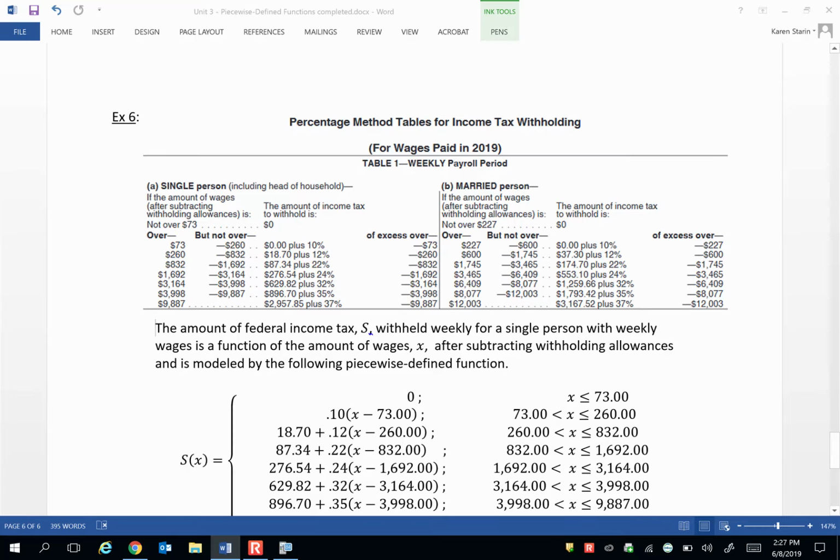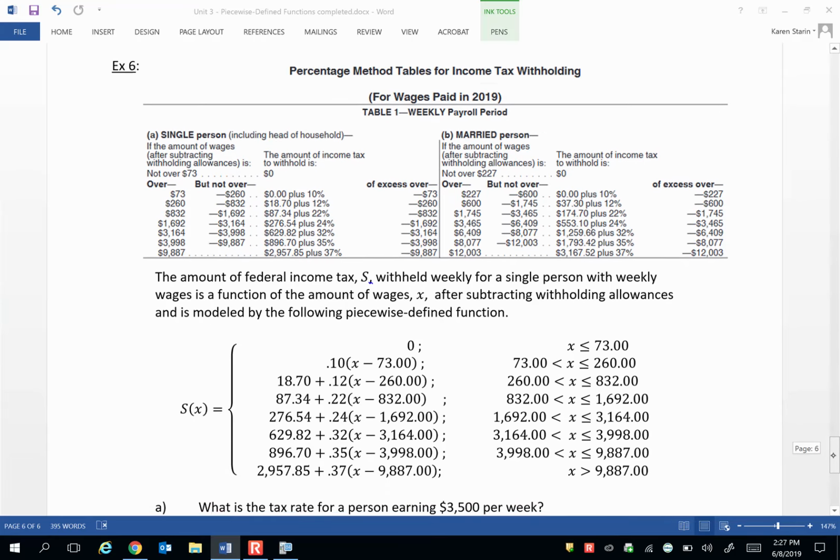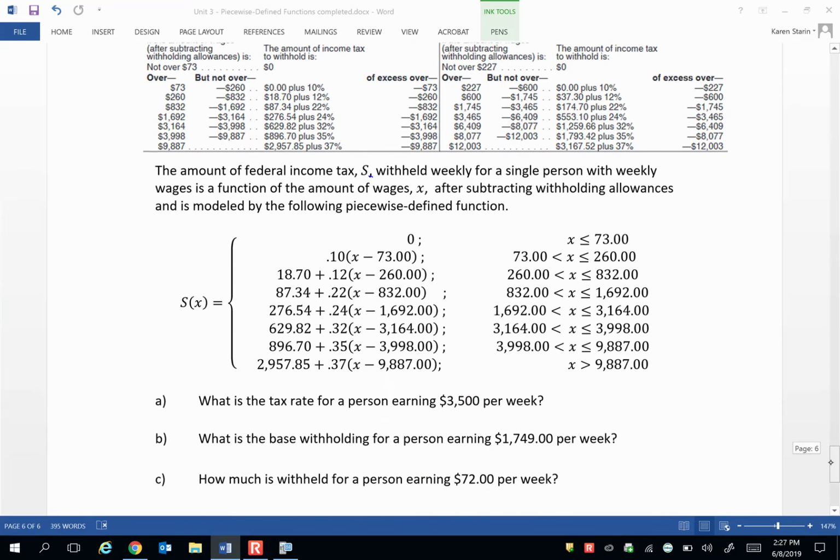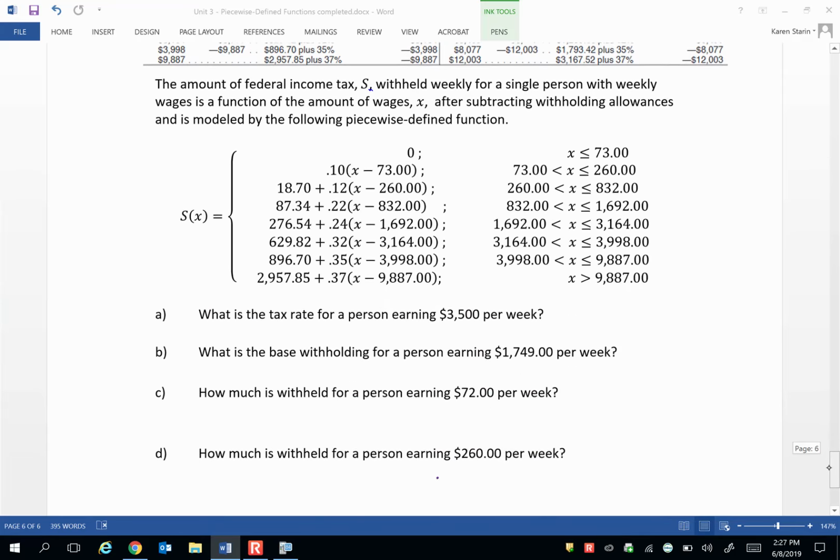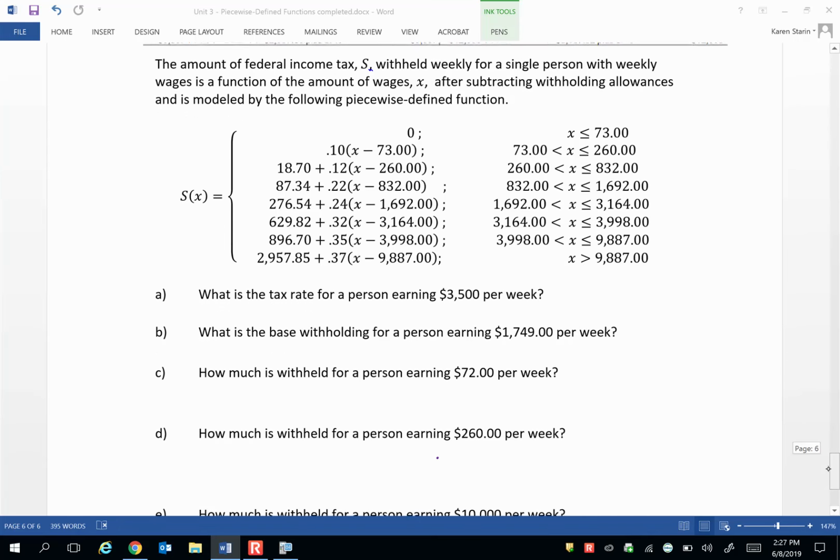So I'll let you look at that table on your guided notes, but I'm going to move down to the mathematical model for how that table was constructed. So the amount of federal income tax, S, withheld weekly for a single person with weekly wages is a function of the amount of wages X after subtracting withholding allowance, and is modeled by the following piecewise function. So I'll let you look at that, and we'll just start answering questions.